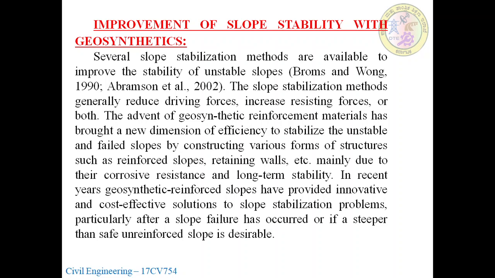Now the improvement of slope stability with geosynthetics. If an unstable slope is there, we can use geosynthetics, and sometimes soil nailing, so we can go with many methods to improve the slope or increase slope stability. Several slope stabilization methods are available to improve the stability of unstable slopes. They generally reduce driving forces, increase resisting forces, or both.